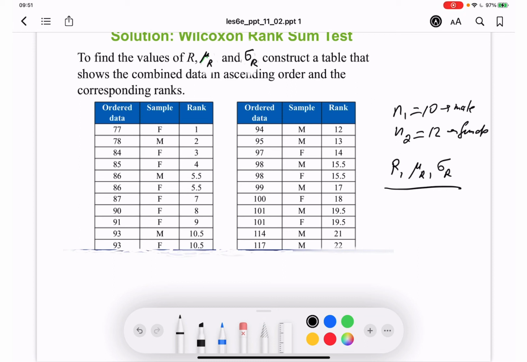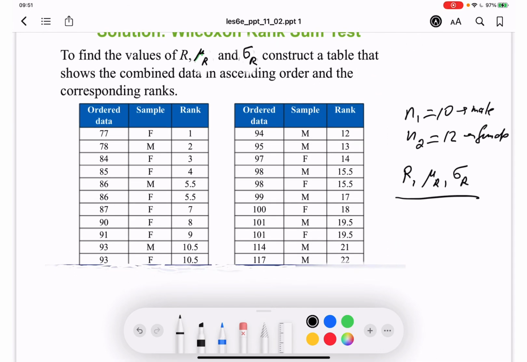So here in the table we have the combined data listed in ascending order with the corresponding ranks. Both samples are here, 77 all the way through 117, and we mark down rank 1, 2, 3, 4. Since here we have two 86s, 86, 86, so ranks 5, 6, they get the average, 5.5 and 5.5, and so on. 93, 93, so ranks 10, 11, they get 10.5 and 10.5, and so forth.